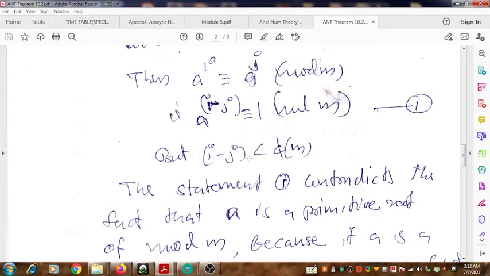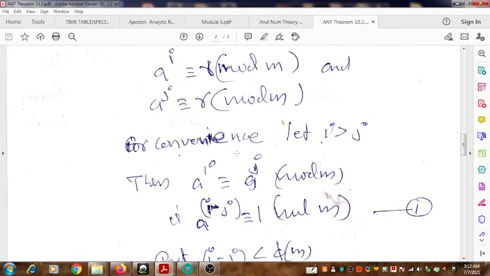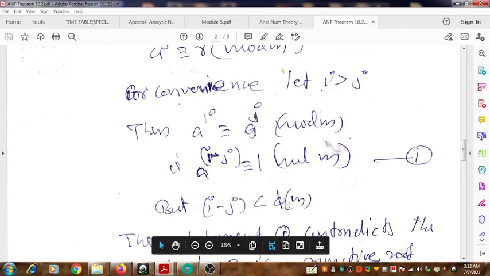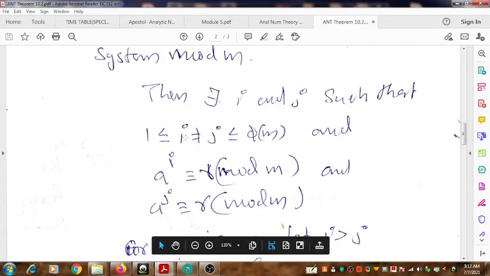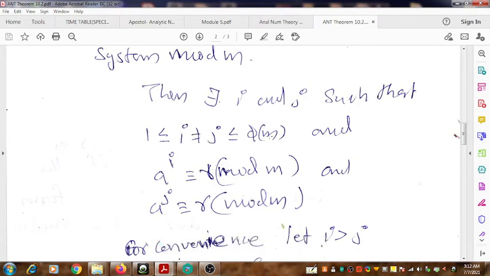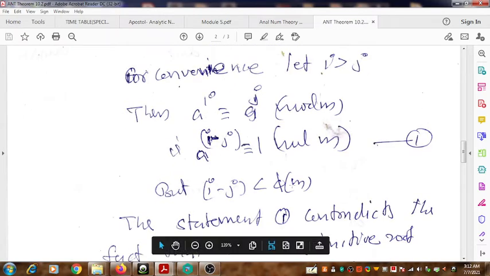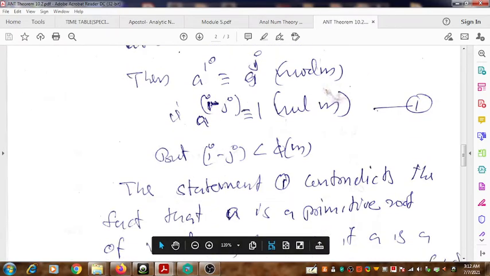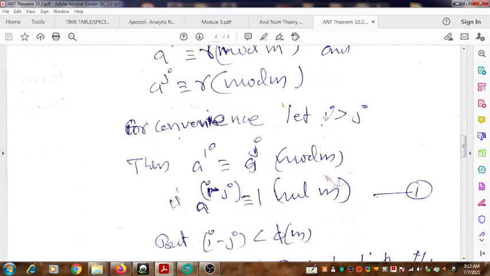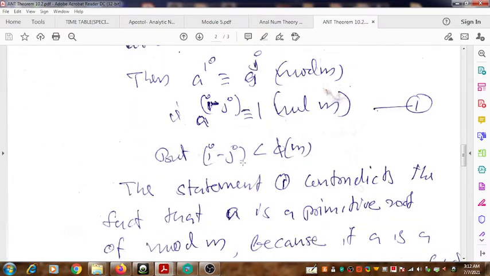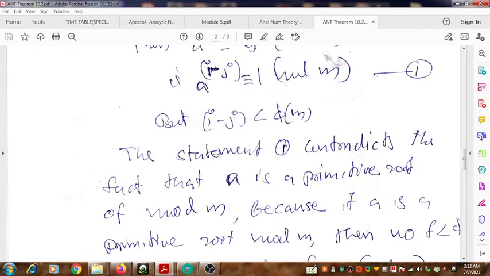And that implies that i minus j is less than phi(m). So we get a clear contradiction. How do we get that i minus j is less than phi(m)? It's because of this condition: i is not equal to j, and both these numbers are less than or equal to phi(m), so the difference must be less than phi(m). Since we have assumed that i is greater than j, i minus j is less than phi(m). Hence we get the contradiction.